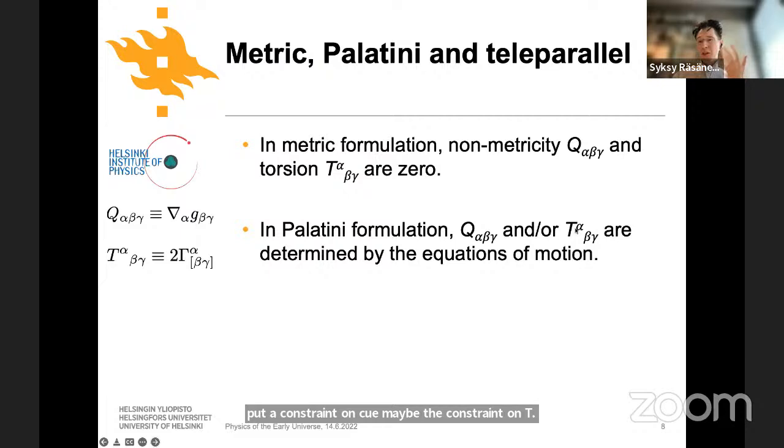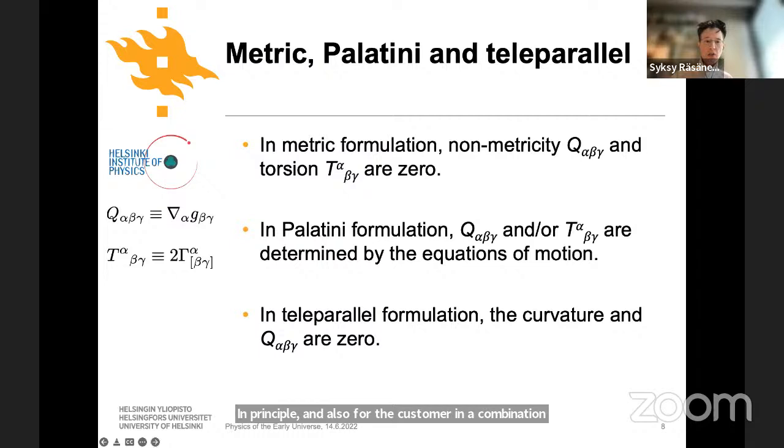And the teleparallel formulation is then just like the metric formulation, except you put the curvature and the non-metricity to zero. So you can also look at it from the point of view of Lagrange multipliers. So you have your action and you have all these tensors, and then you just put a Lagrange multiplier in the action to put some of them to zero. For example, in the metric formulation, the Lagrange multiplier would say that the non-metricity is zero and the distortion is zero. So then you get a set of 64 constraint equations, as the solution of which you get the Levi-Civita connection.